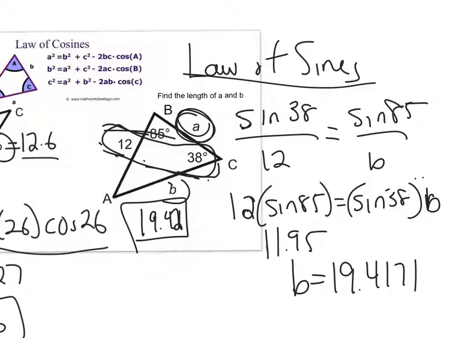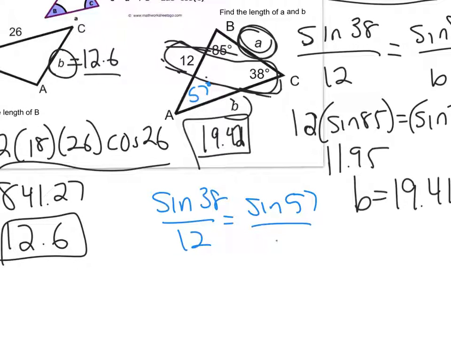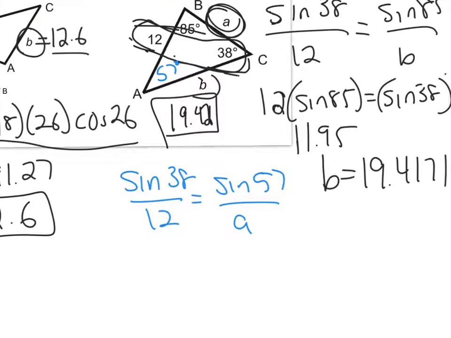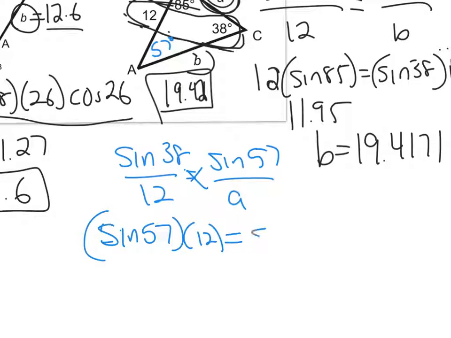So that means this angle's got to be 57. So now I'm going to run that one more time. So I'm going to say sine of 38 over 12 is going to be equal to the sine of 57 over a. So same kind of idea. But it's about recognizing that this is where I would use the law of sines to solve my problem. So go boom, boom. So sine of 57 times 12 equals sine of 38 times a.